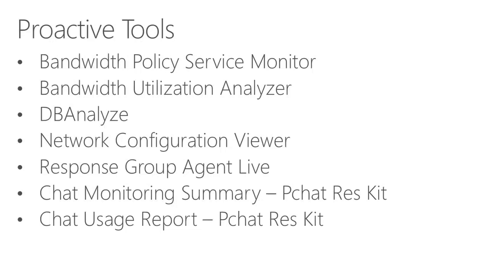So the proactive tools we're going to look at are what I've called out here. Most are around network configuration, either bandwidth, call admission control, some detailed analysis. Although DB Analyze has a couple of functions in it, we're really talking about the proactive, looking at the conferences, the users, and numbers there. Response Group Agent Live is not an admin tool, it's a user tool, but I think it's very useful. It makes response groups very easy for users to use. And then the two chat portions, monitoring summary and the usage reports, are all about how chat is being used, how many people are in each of the chat rooms, what's the average number of messages, message size, all that sort of thing. So we don't have those here, but I did call them out for that purpose.